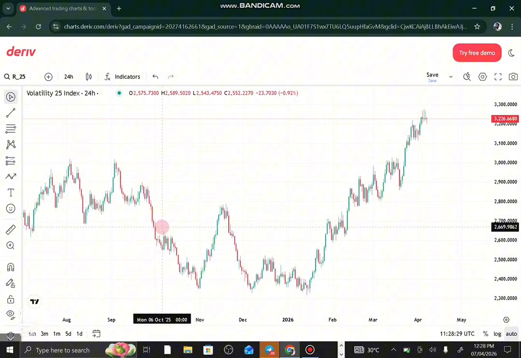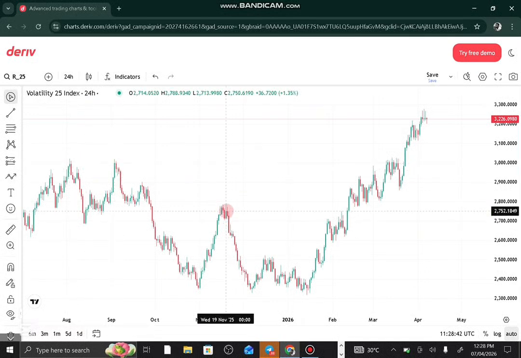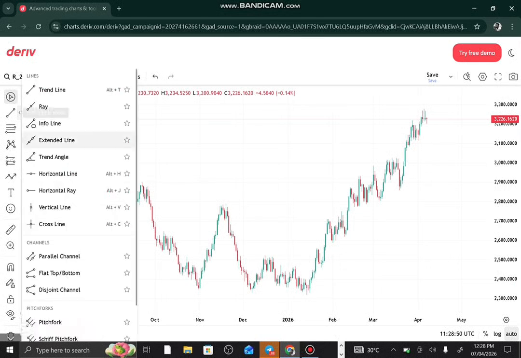So this will be our initial stage. That's our point A. This will be our point B, and this will be our point C. So this will be a very suitable place for our entry. Let's draw our trend line so that we connect this point, so that it will not just be theory. I like moving with practicals.